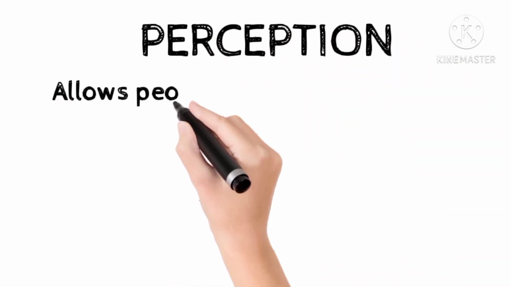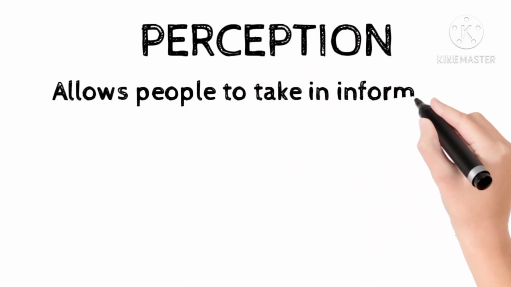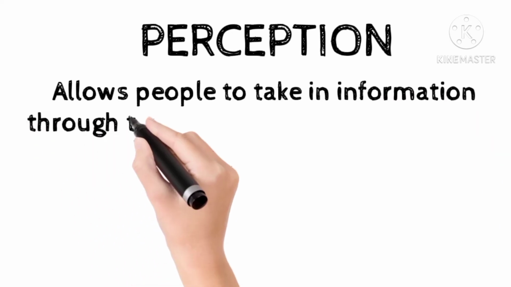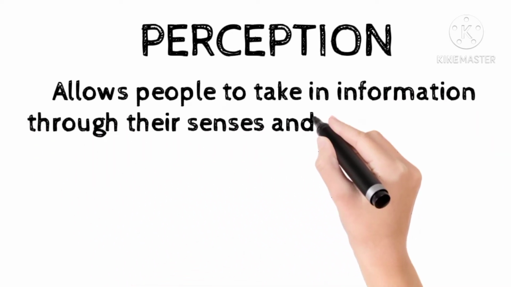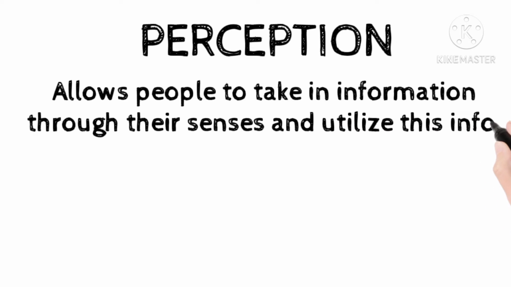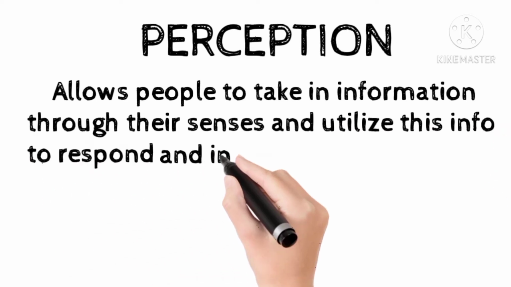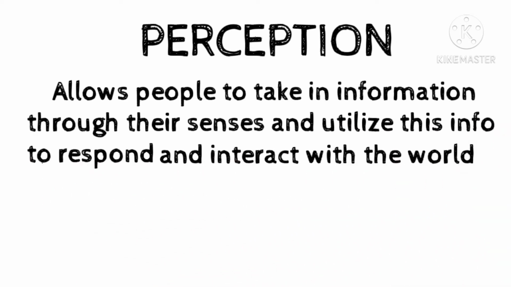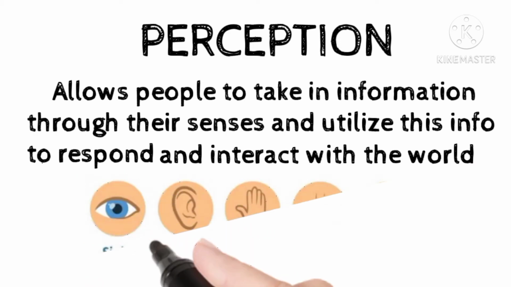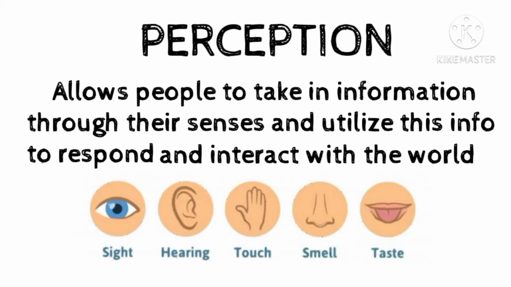The next process is perception. It allows people to take in information through their senses and utilize this information to respond and interact with the world. So there are 5 senses. Sense of sight, sense of hearing, sense of touch, sense of smell, and sense of taste.